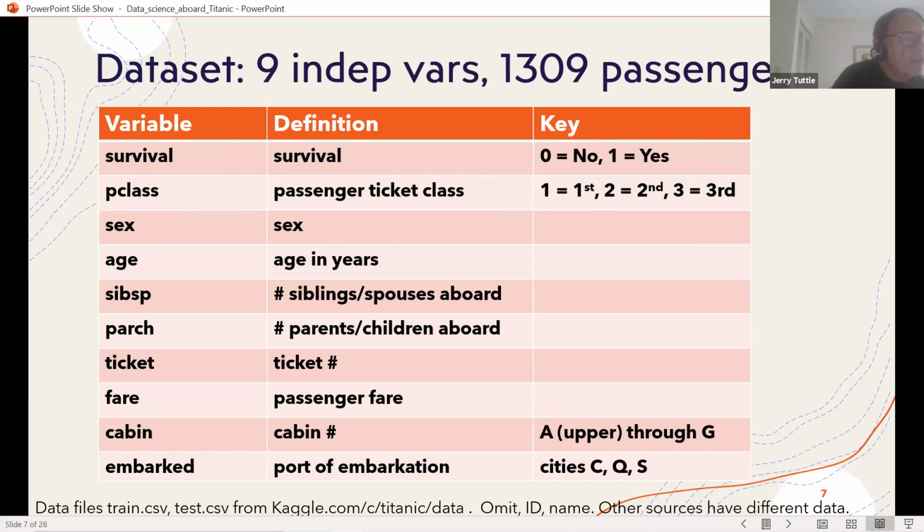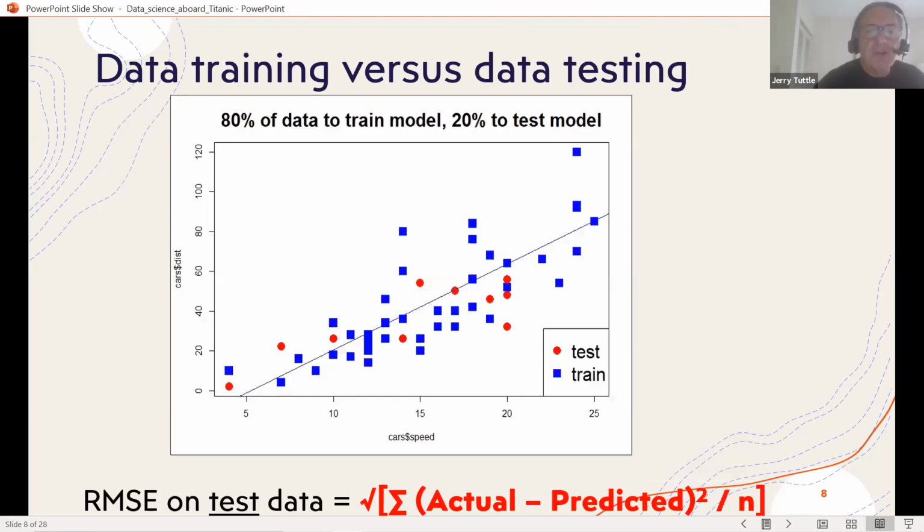There are a few more things in the data set. There's ID and passenger name. I didn't think those were particularly interesting, so I ignored them.